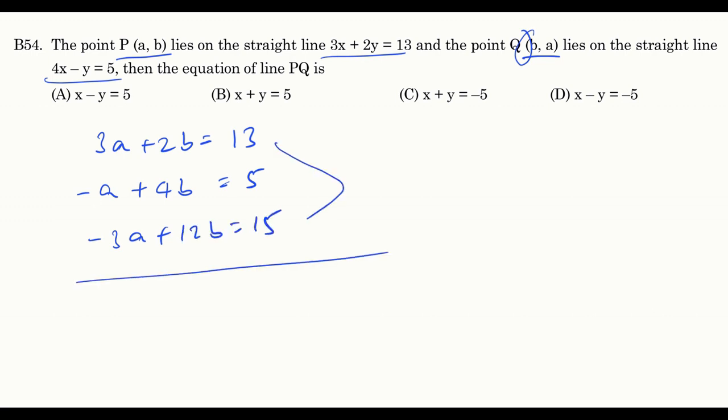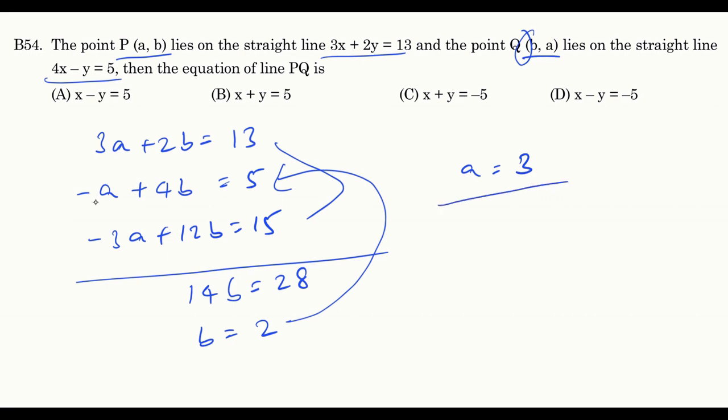Now I add these two, I'm having 14b is equal to 28, or I have b is equal to 2. Now using b is equal to 2 in here, I have a is equal to 8 minus 5, that is 3. Therefore the points are P is a comma b, that is 3 comma 2, and Q is nothing but 2 comma 3. Now it's easy to find the equation of the line joining P and Q, which is obviously x plus y equal to 5.